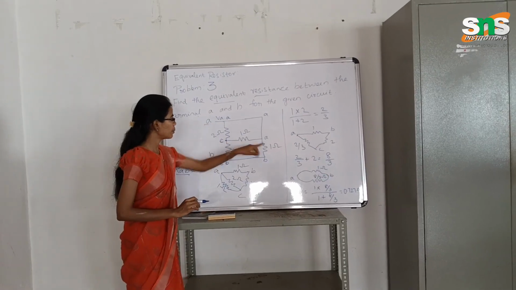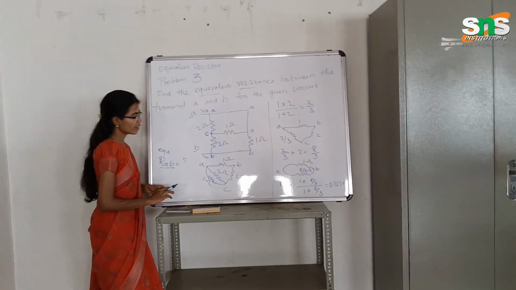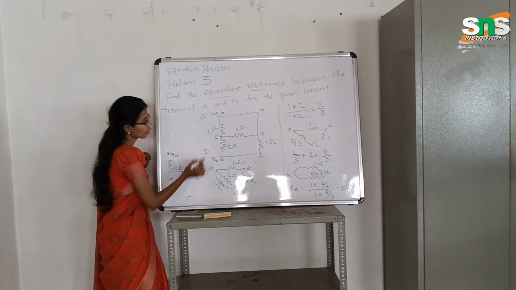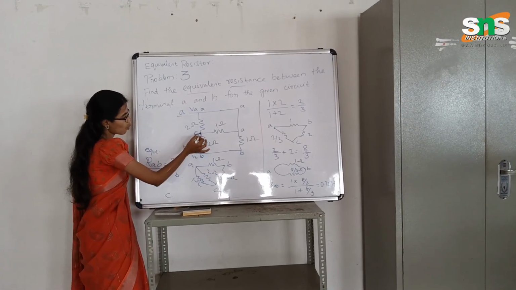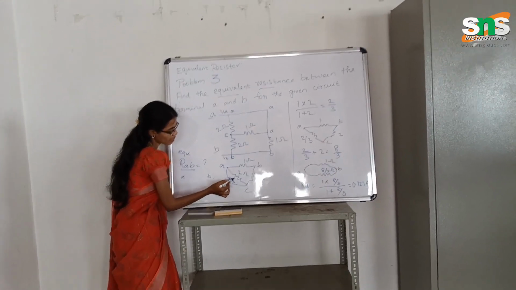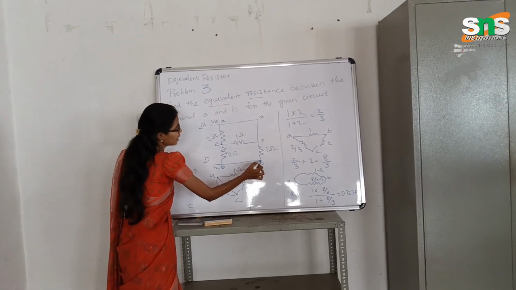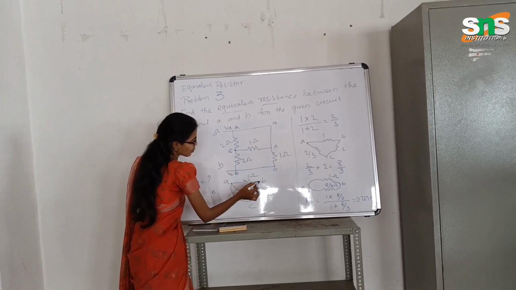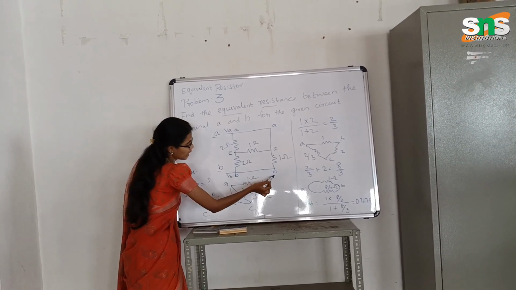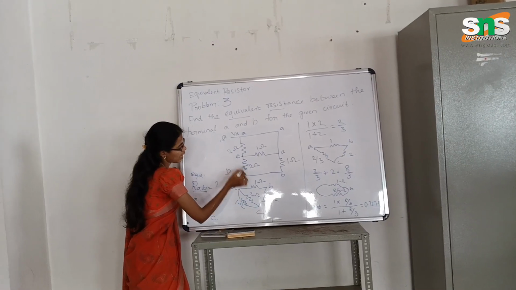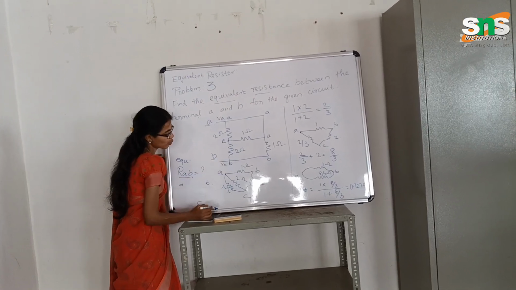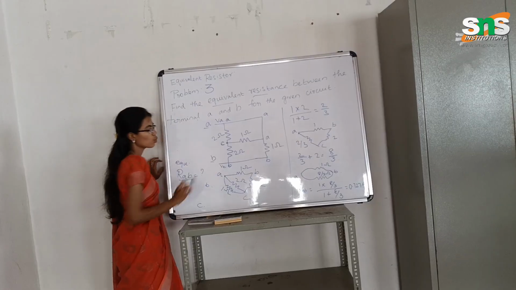So here A, B and C, three terminals are here. We denote this as the A terminal. So A, B and C. From A we have a 2 ohm resistor and a 1 ohm resistor, which are connected in parallel. From A to B we have this 1 ohm resistance. B to B we don't have any resistance connected. B to C we have a 2 ohm resistance, so I am drawing this 2 ohm resistance from B to C.